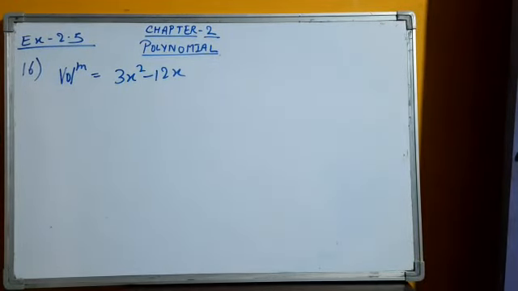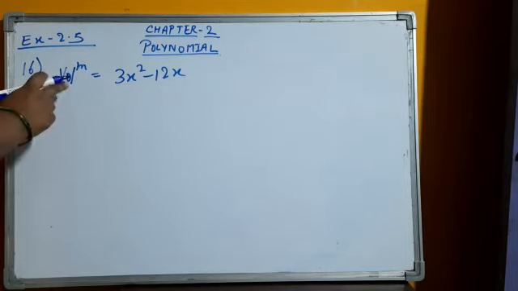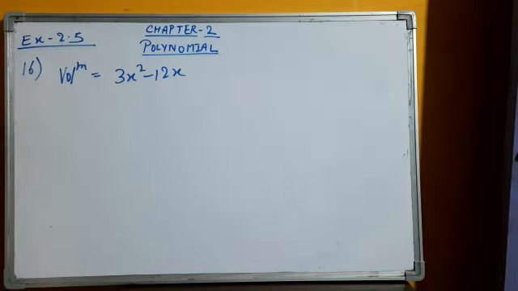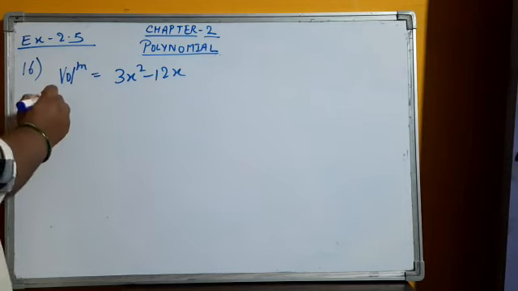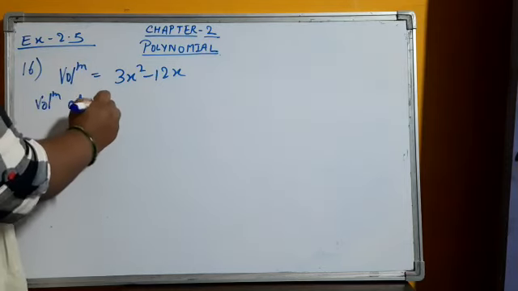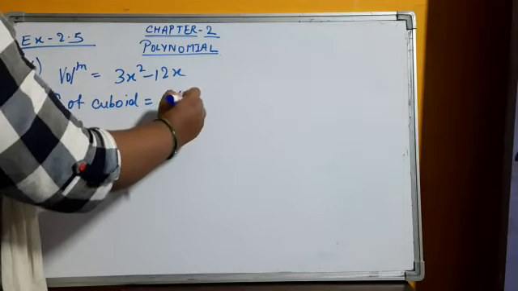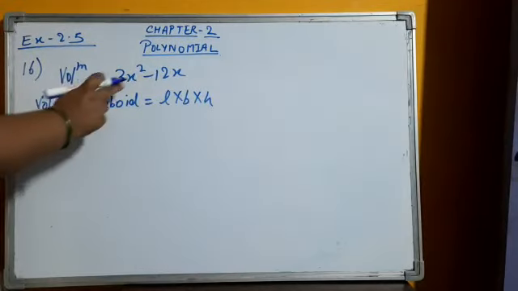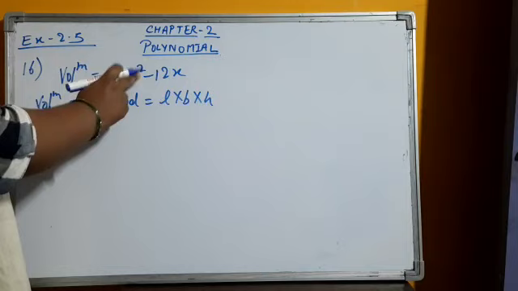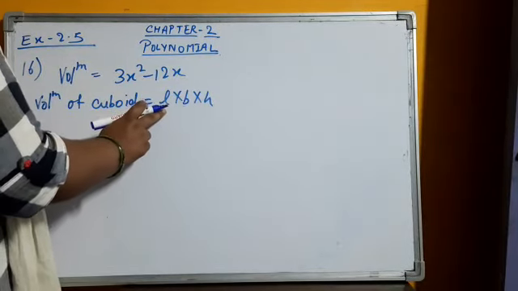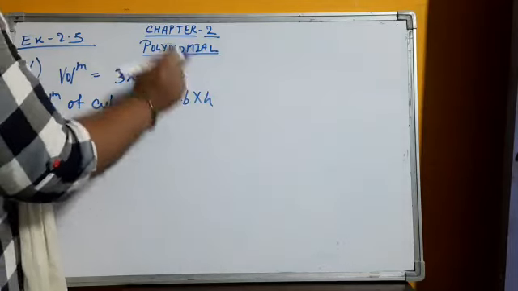In question number 16, we have to write all the possible expressions for the dimensions of the cuboid whose volume is given as 3x² − 12x. We know the volume of a cuboid is L into B into H. So this expression we have to factorize into 3 factors. Each factor will give us L, B and H.